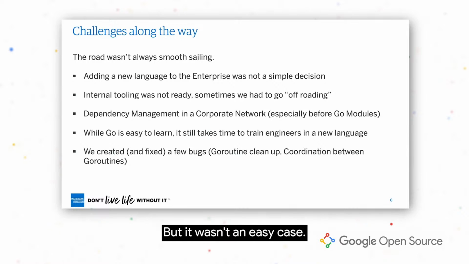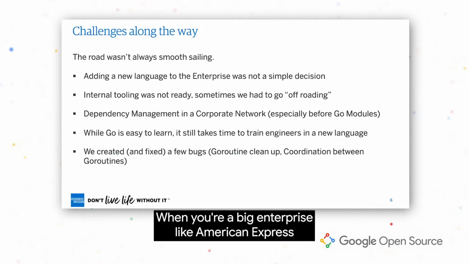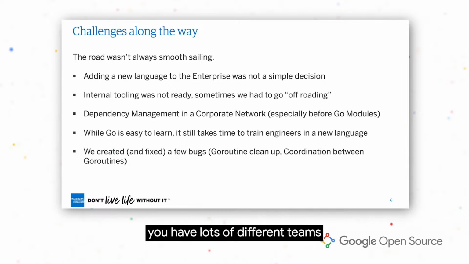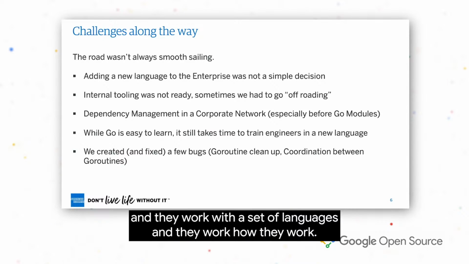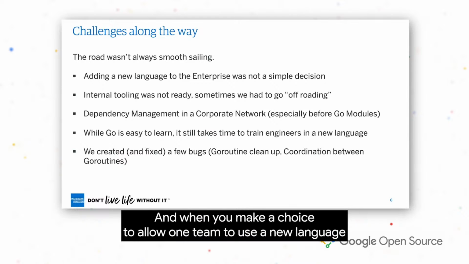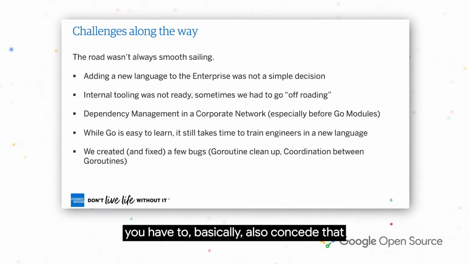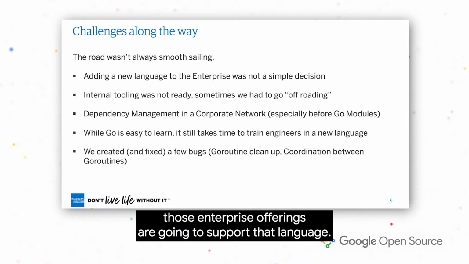But it wasn't an easy case. When you're a big enterprise like American Express, you have lots of different teams. You have lots of tooling in place today, lots of CI/CD tooling, monitoring, deployment tools, and they work with a set of languages and they work how they work. And when you make a choice to allow one team to use a new language, you have to basically also concede that those enterprise offerings are going to support that language.